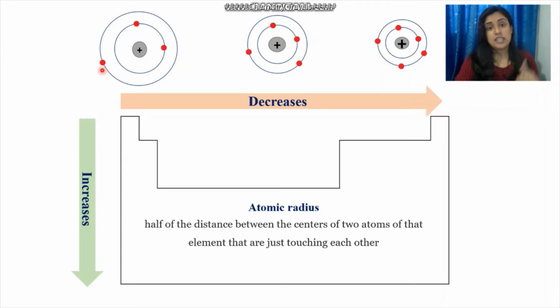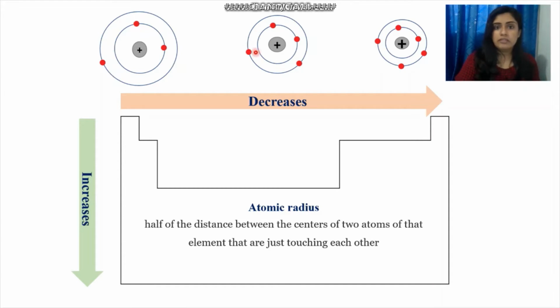The second shell has 1 electron. Outermost shell has 1 electron. Here the same outermost shell has 2 electrons. Here the same outermost shell has 3 electrons. So as we move from left to right, electrons are being added to the same shell, and at the same time you can see that as atomic number increases, the nuclear charge is also increasing.